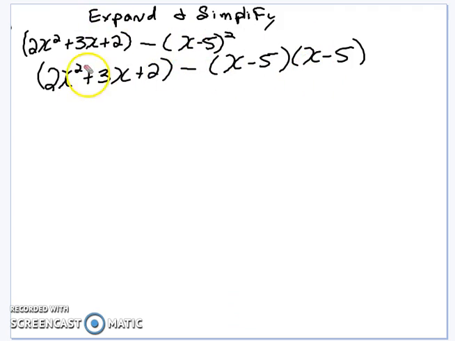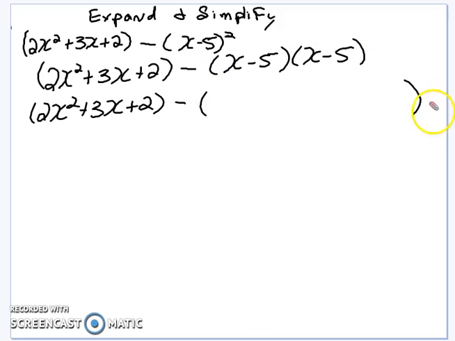All right, so I've got this 2x squared plus 3x plus 2, and I'm going to subtract from that the answer to this. So I'll write down this again. I'll leave my negative sign, and I make a nice big bracket because of this minus. I'm going to put all of this back in brackets when I'm done, because then I'm going to subtract it.